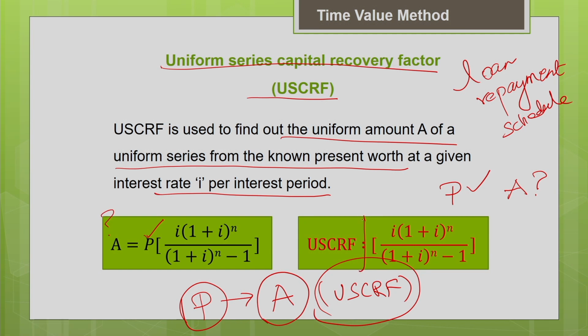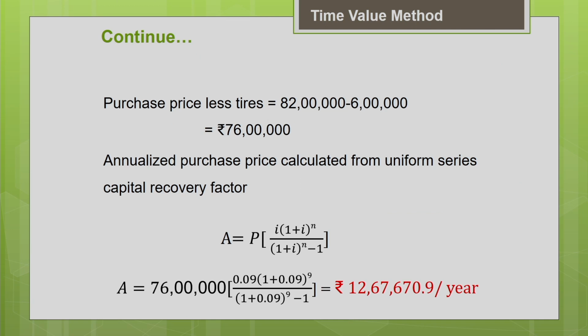So this is your uniform series capital recovery factor. The A is made equivalent to P by this factor. Let us see how to use this factor to find the annualized purchase price of the machine. First let us calculate the purchase price of the machine less the tire cost. 82 lakh is the purchase price minus the tire cost, because tire cost will be considered under the operating cost. Now the purchase price less the tire cost will be 76 lakhs.